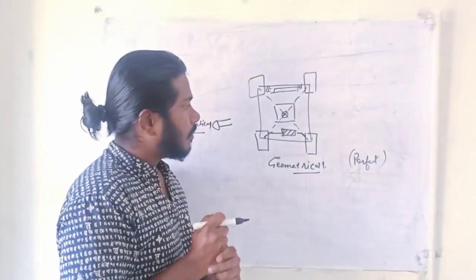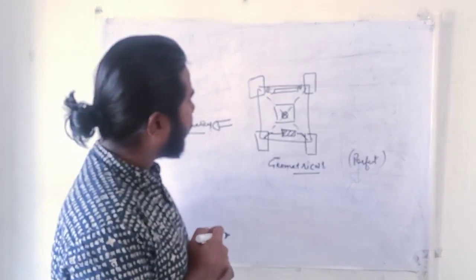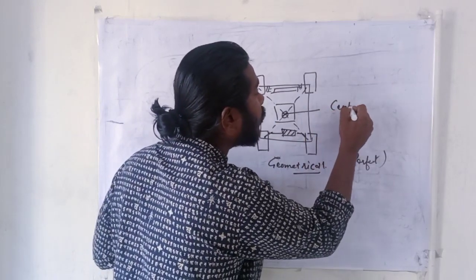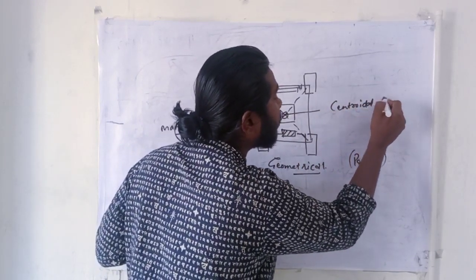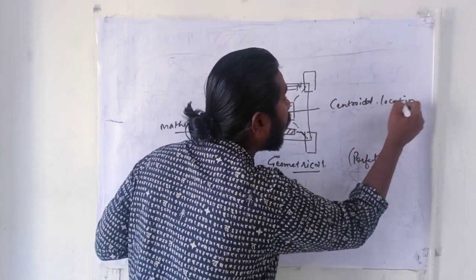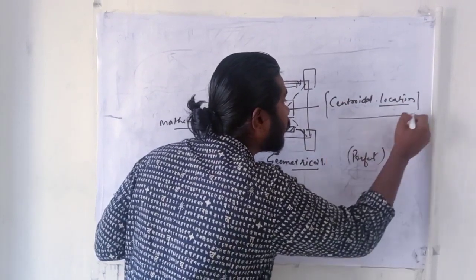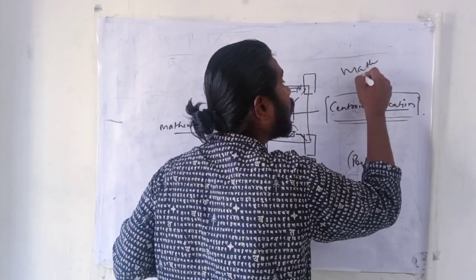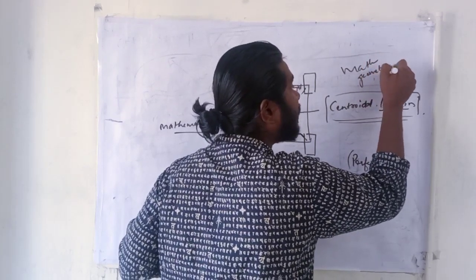Alright, okay, I got this thing. Everything in my vehicle is going to be regulated by the centroid. The centroidal location will govern all the things in my vehicle, all the geometries. The motion of my vehicle is going to be regulated by the centroidal location. This is what mathematics, or the geometry, says.